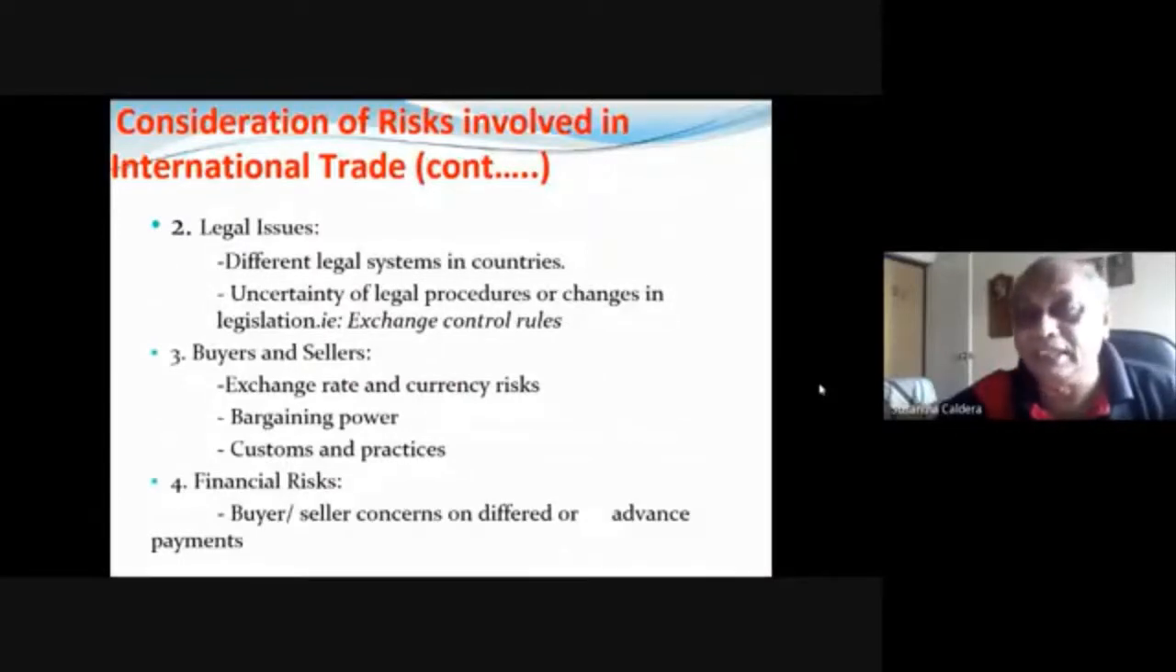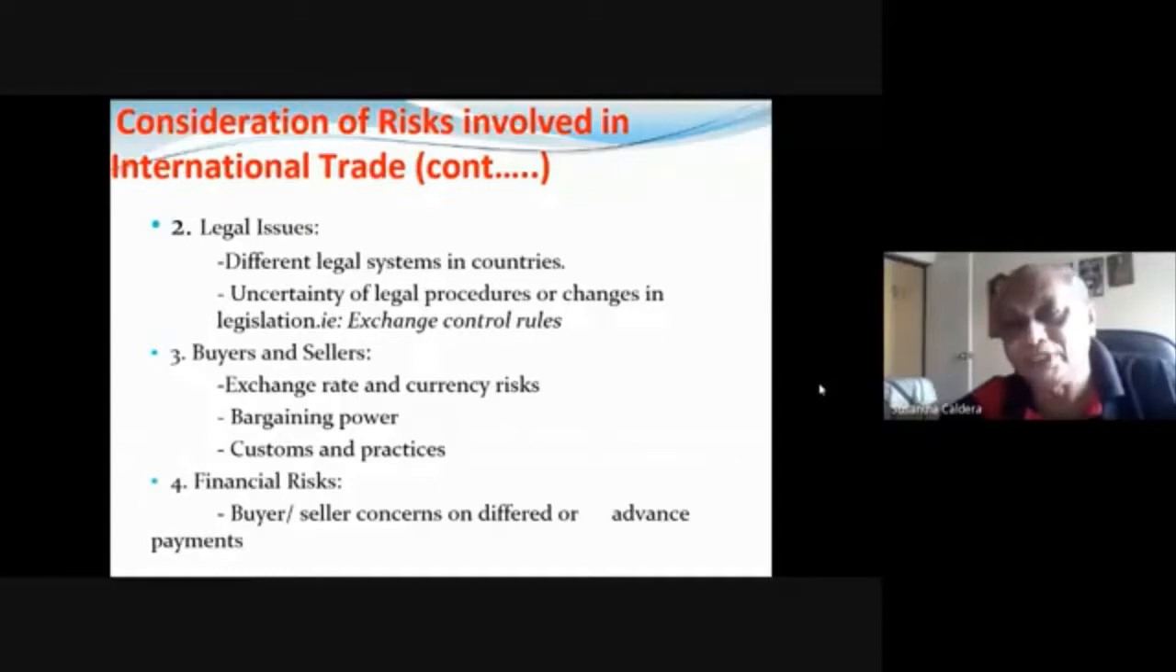Number 2 is the legal issues. Different legal systems in countries, right? In Sri Lanka, we use Roman Dutch law or English law. But countries like Saudi, Dubai and all the Middle East countries, they use Sharia law, right? So different legal systems in countries.